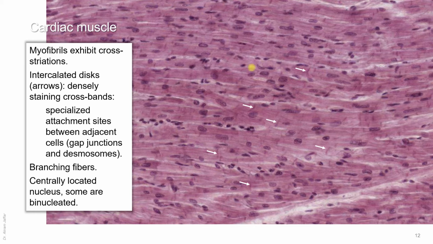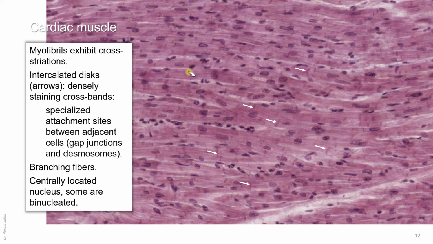In addition to that, the cardiac muscle fibers, unlike the skeletal muscle fibers, which are also striated, have a centrally located nucleus, sometimes two nuclei, but usually a single nucleus per cardiac muscle fiber. Unlike the skeletal muscle fiber, they have multiple nuclei, and the nuclei are located at the periphery, not centrally located like in the heart muscle. And also these muscle fibers are branched. They are not purely cylindrical, they have branches. And so these are features of cardiac muscle fiber.